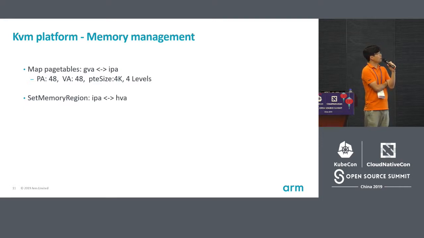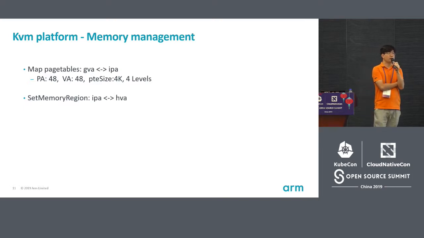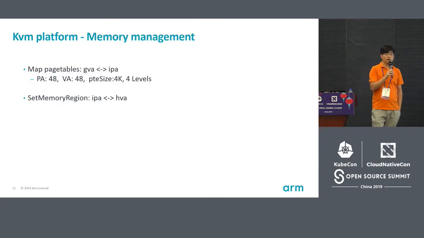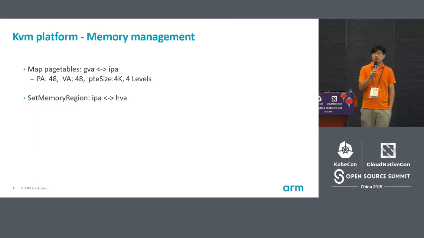So we have achieved that for 4K. And for gVisor page table folders, you can find these. If we're going to configure that to 4K, the levels would be 3. The default for the current setting is PA is 48, VA is 48, and 4 levels.